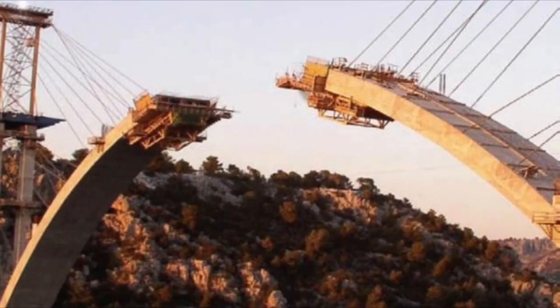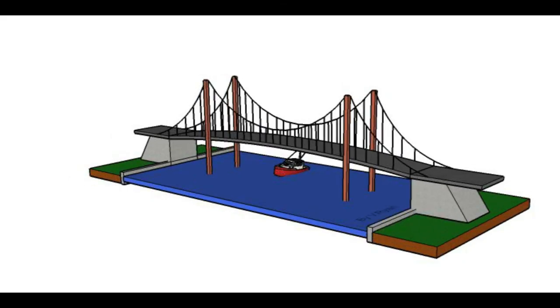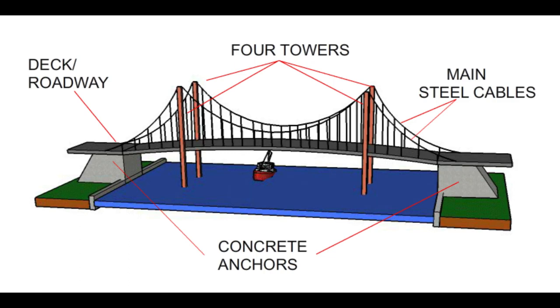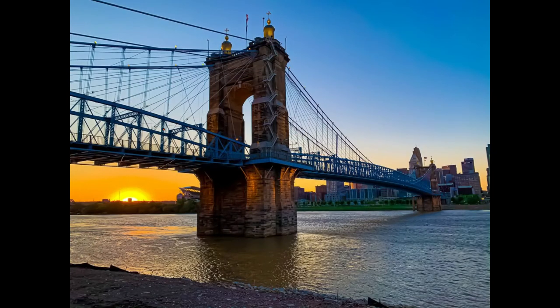So that can make an arch bridge a little tricky to build. Now, a suspension bridge consists of a deck suspended from cables. The two largest cables, or main cables, are hung from towers with the cable ends buried in huge concrete blocks or rock called anchorages. The cables support the weight of the bridge and transfer the load to the anchorages and the towers. Suspension bridges are considered aesthetically beautiful.